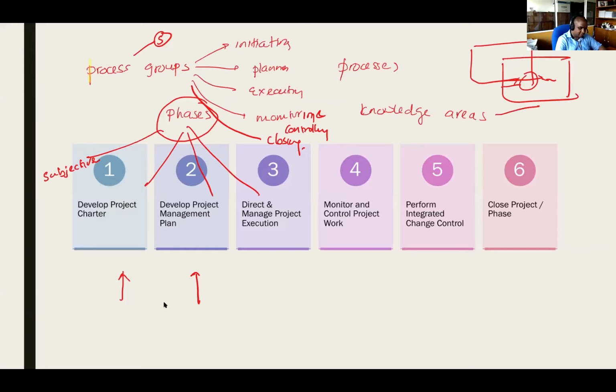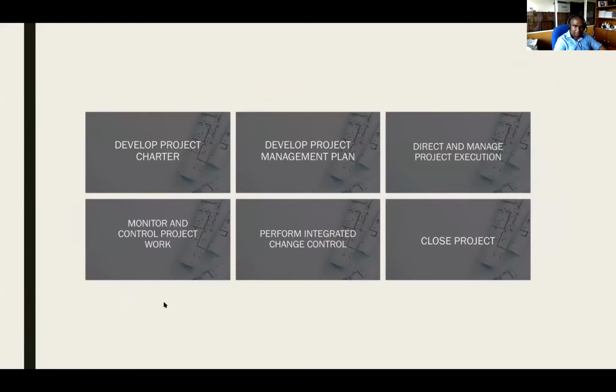Knowledge areas: there were several, such as time, cost, integration, quality, procurement. Those who followed the last lecture know this. Within this knowledge area, we have 6 processes: develop project charter, develop project management plan, direct and manage project execution, like that. There are these 6 processes.